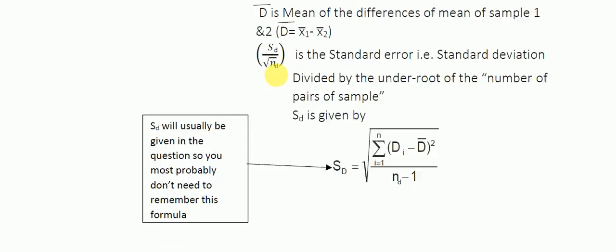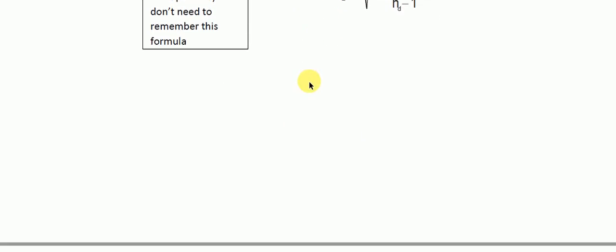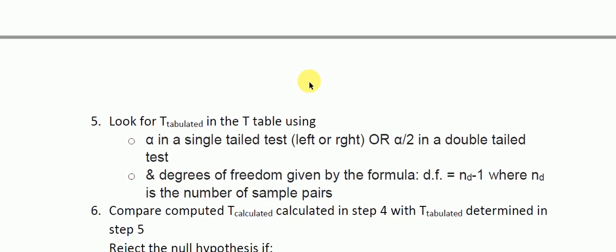Okay, so using this formula, what we calculate is the test statistic. So it is also called the t calculated. Now, as always, we'll have to find something which is called the T tabulated. So how are we supposed to do that? Look at the T tabulated in the T table.